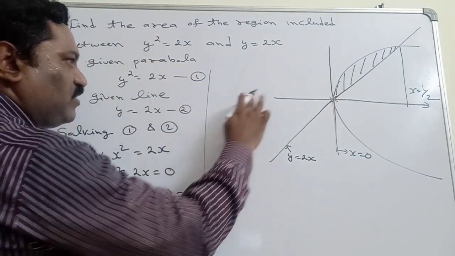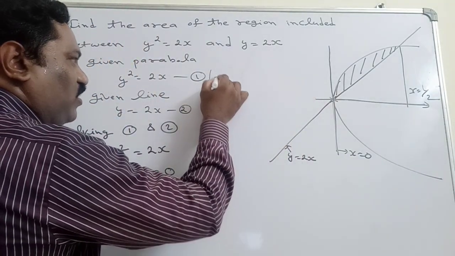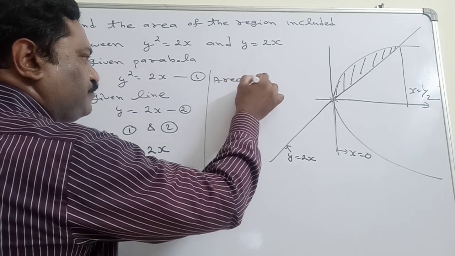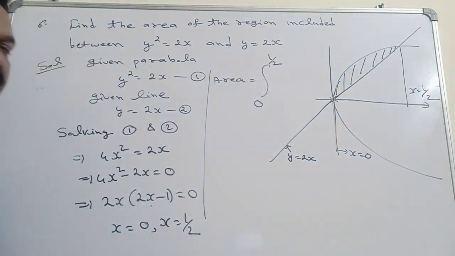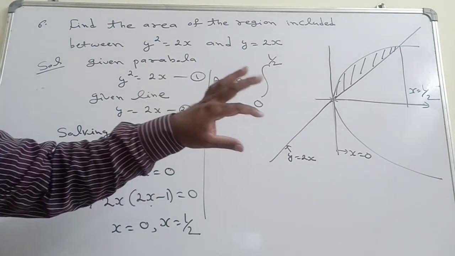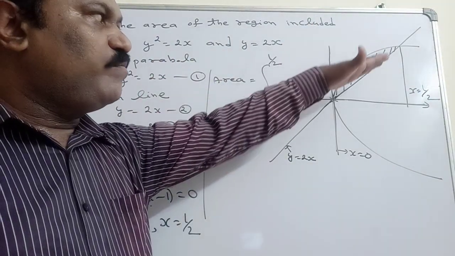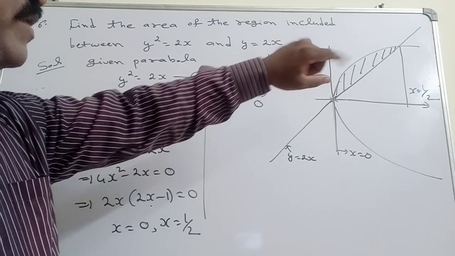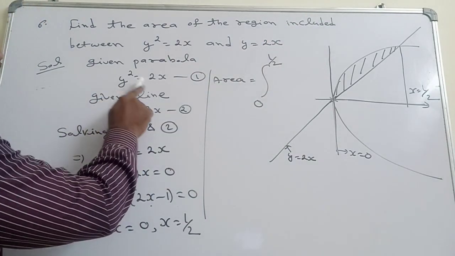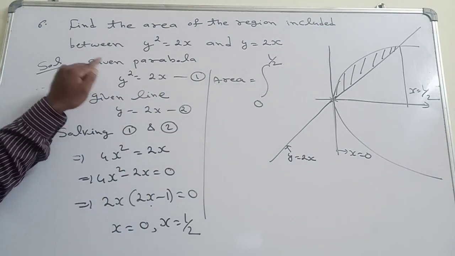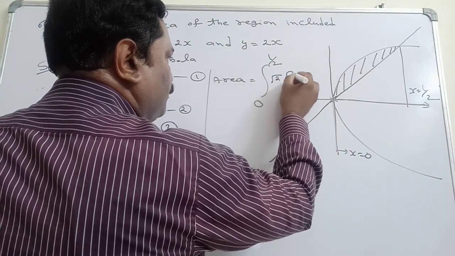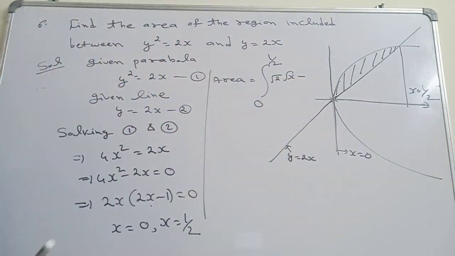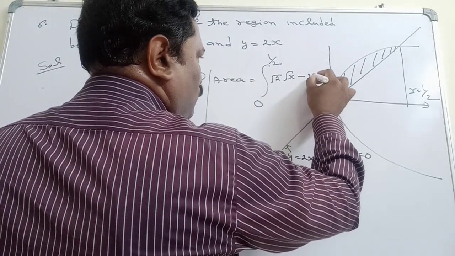Therefore the required area is equal to the integral from 0 to 1 by 2, because this is the area bounded between the two curves, so we have to take upper curve minus lower curve. The upper curve is y square is equal to 2x, which means y is equal to under root 2x, that is root 2 root x, minus the lower curve, which is a straight line, that is y is equal to 2x, dx.